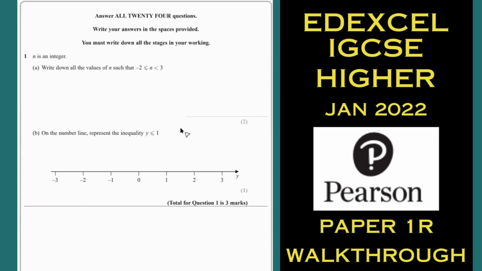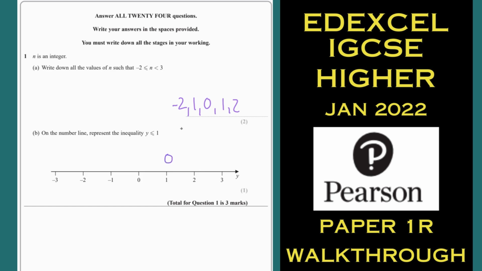Question 1, inequalities. That's pretty obvious. It says write down all the values. n is an integer, so just start on the left hand side and work your way through it. Is -2 allowed? Absolutely. And you just keep going until the integers are no longer allowed. We can't go to 3. Just make sure you include the 0.